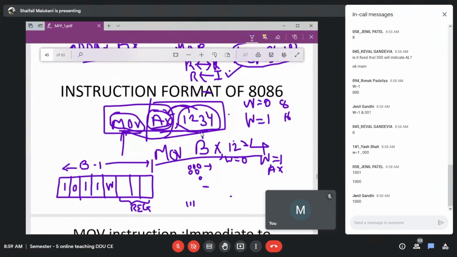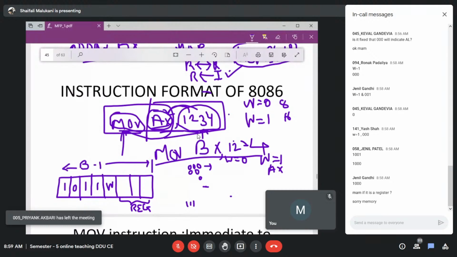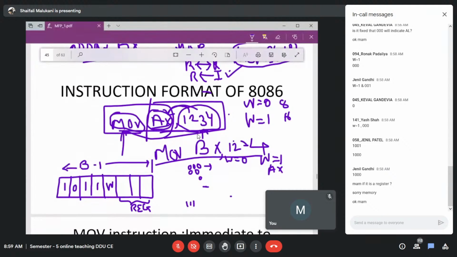What about 1, 2, 3, 4? Right now we are focusing on immediate to register transfer, that's it. On that we are just working; there is a different template for the others. So right now let us focus on this so that we can conclude it quickly. 1, 2, 3, 4 is remaining to mention. Can you tell me how many bytes will be needed to represent 1, 2, 3, 4?